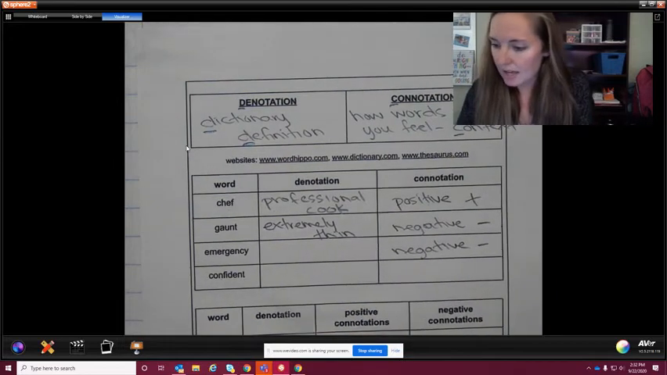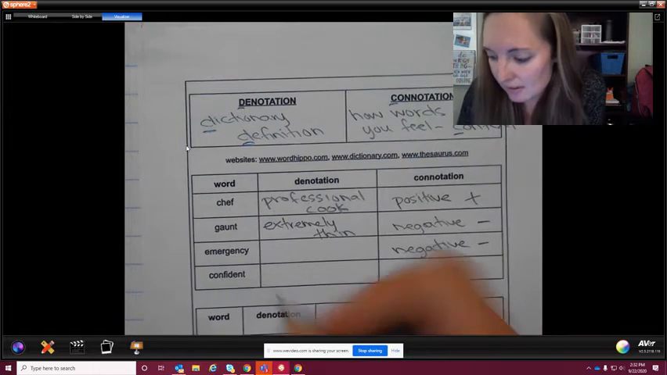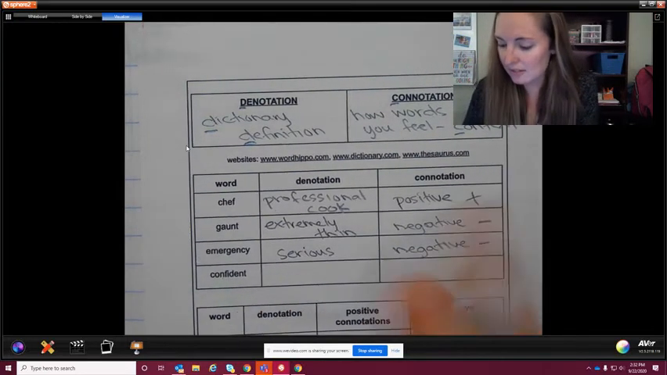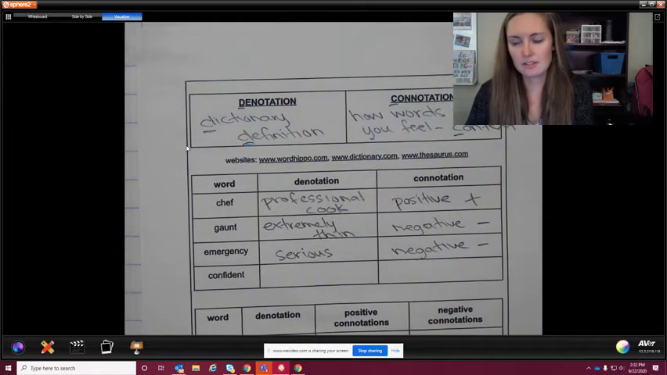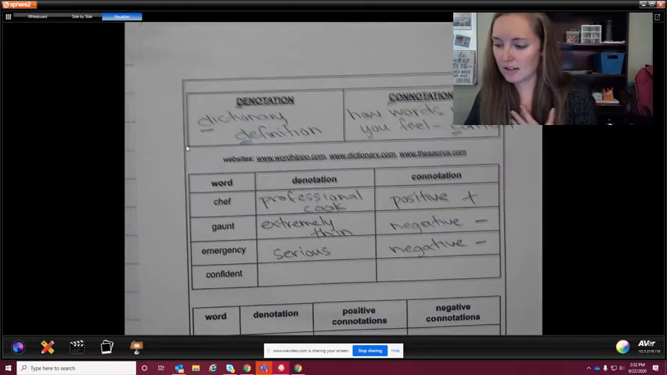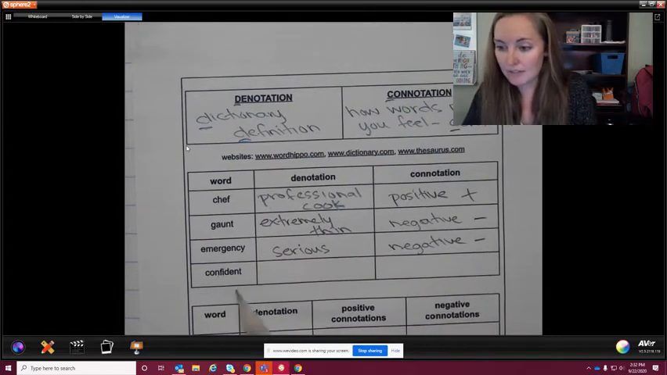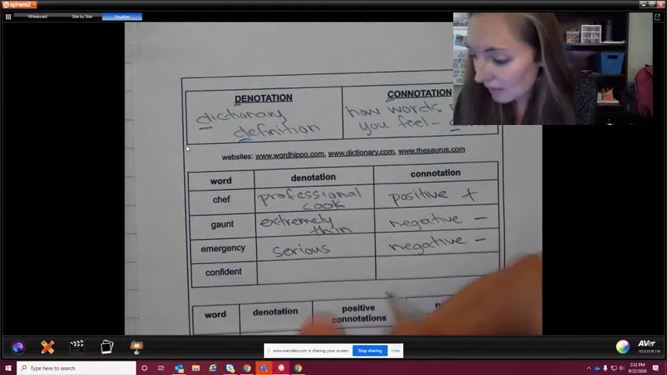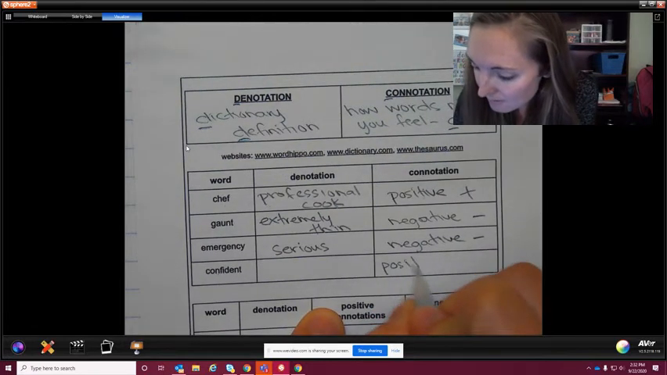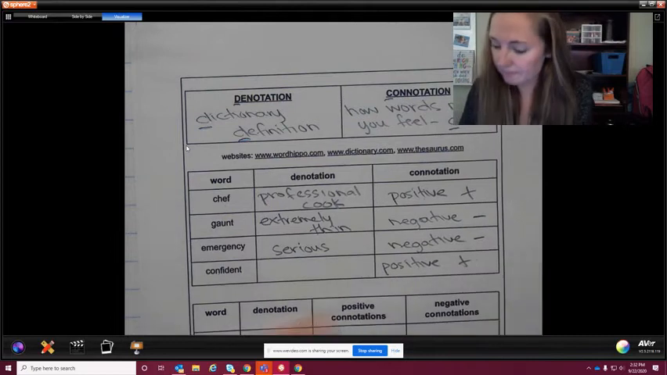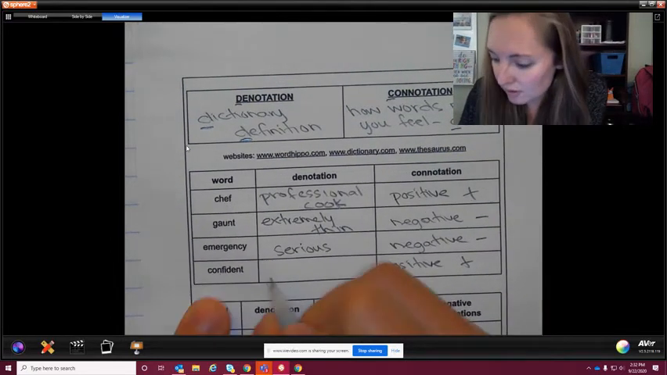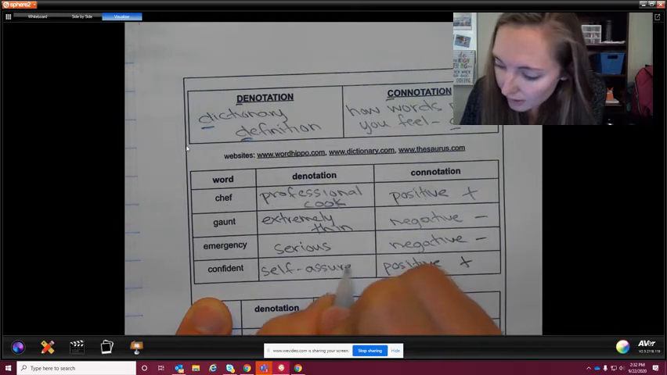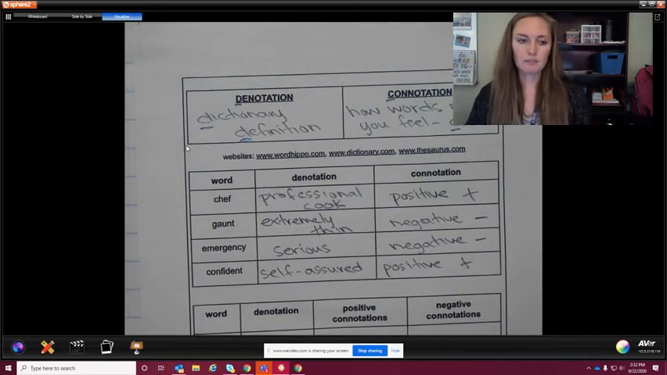Okay. An emergency, it's serious. There's something that's happening, a serious situation. I'm just going to write serious, but it has that negative connotation to it. Confident. That's a positive. Like if you're confident in yourself, that's great. So I'm going to go ahead and put positive with plus. And confident, that's just self-assured. Like you're good. You got everything in order. You feel good about yourself.